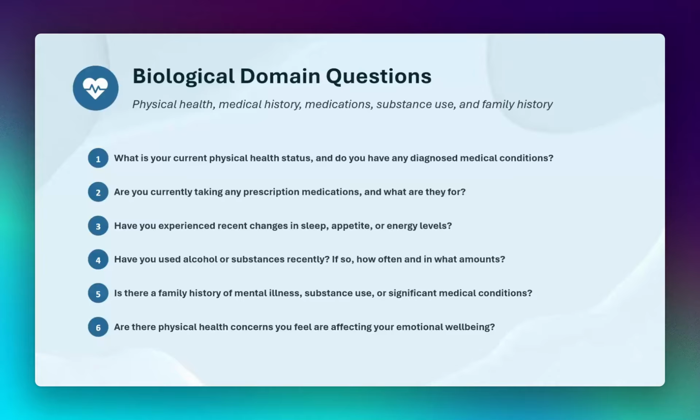So for biological: 1. What is your current biological health status, and do you have any diagnosed medical conditions? 2. Are you currently taking any prescription medications, and what are they for? 3. Have you experienced recent changes in sleep, appetite, or energy levels? 4. Have you used alcohol or substances recently, and if so, how often and in what amounts? 5. Is there a family history of mental illness, substance use, or significant medical conditions? 6. Are there physical health concerns you feel are affecting your emotional well-being?